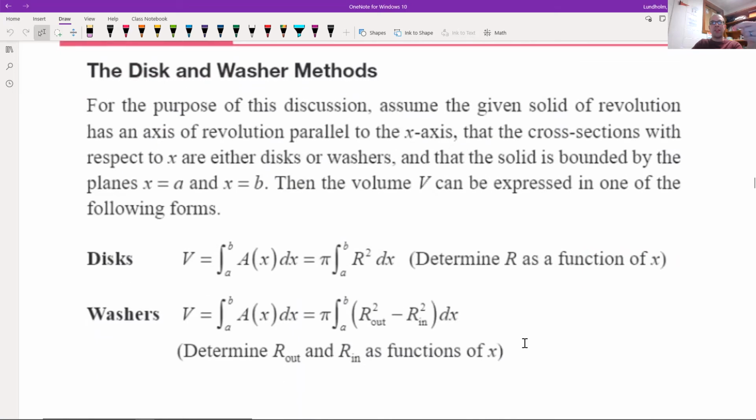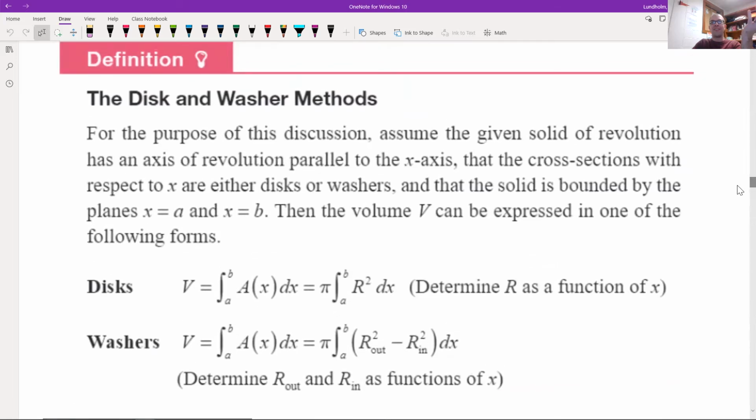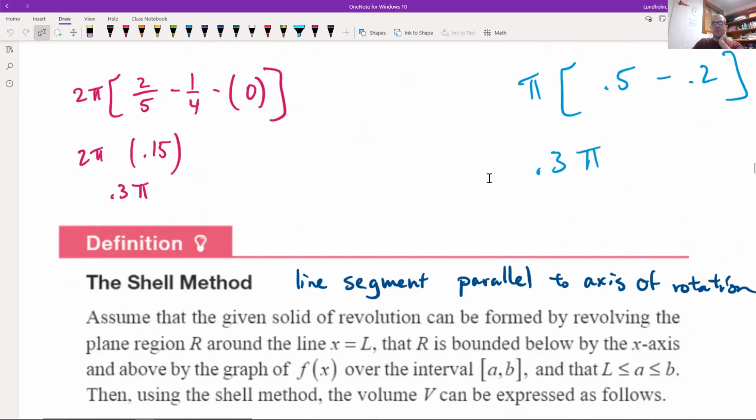The disk and washer method: disk, I haven't even really said that yet, but disk is just what you have if you don't have an inner radius that you need to cut out. Like if you've got a totally solid object, you wouldn't have an inner radius. The inner radius would just be 0 the entire time. But in this one, there was an inner radius because the middle part of this volume was empty.